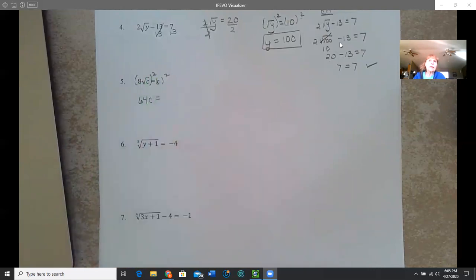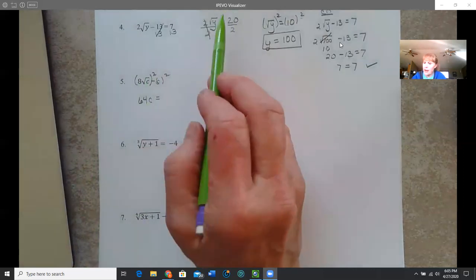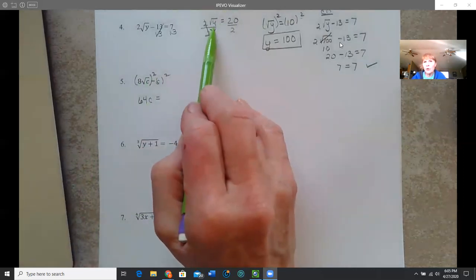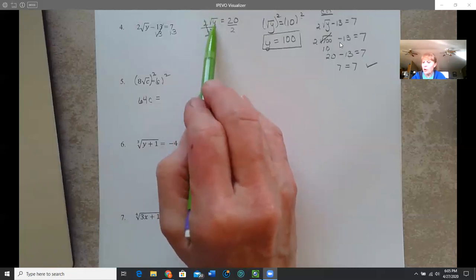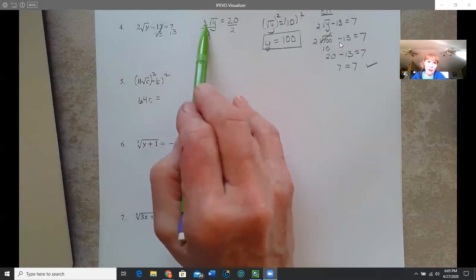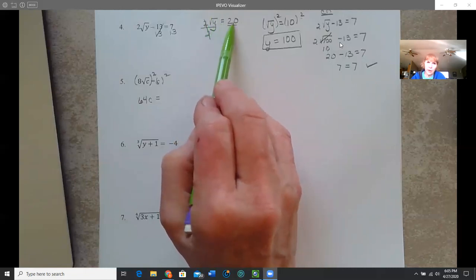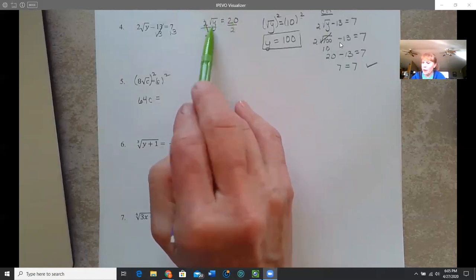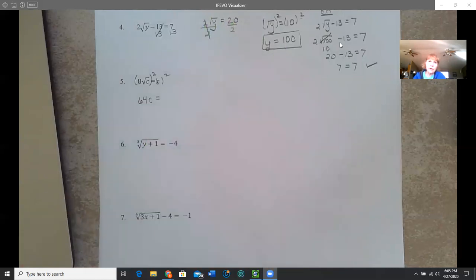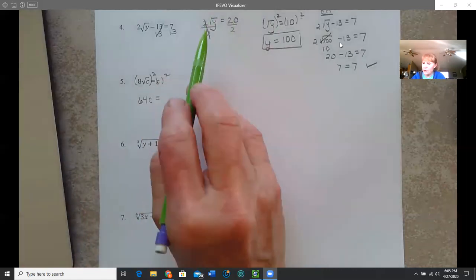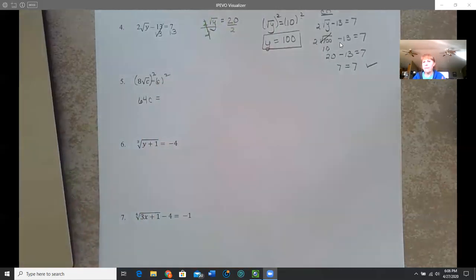So looking back at number 4, coming back to this step, if you would have left the 2 there and squared it, you would have had a 4 out front. That would have been a y, and that would have been a 400. 400 divided by 4 is 100. You would have ended up with the same answer. I just encourage you that if it goes into there evenly, go ahead. Then you're dealing with smaller numbers, and that's a lot nicer.